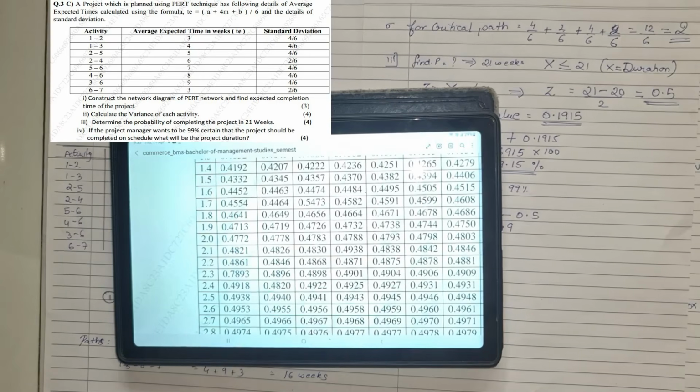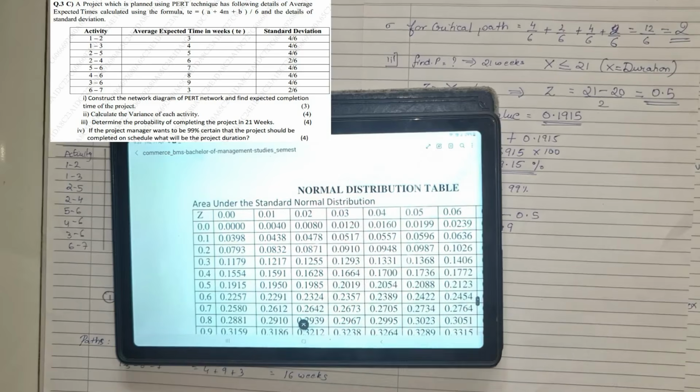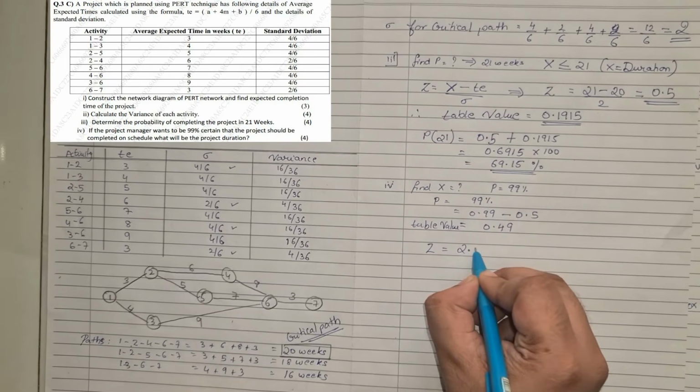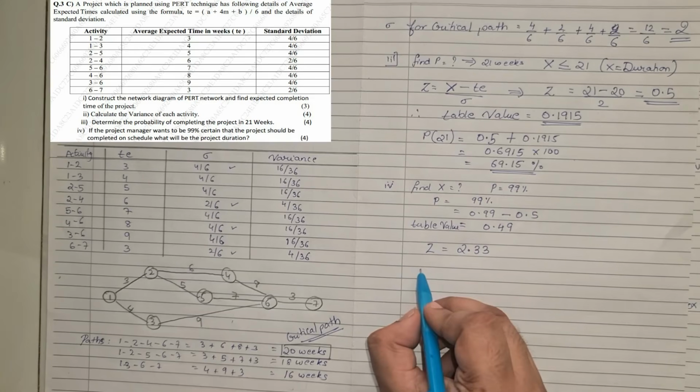That is 0.4901. Now look at this very carefully. The nearest value corresponding to 0.49 is 2.3, and when we go on top to the column, the value is 2.33. So our Z value is 2.33.